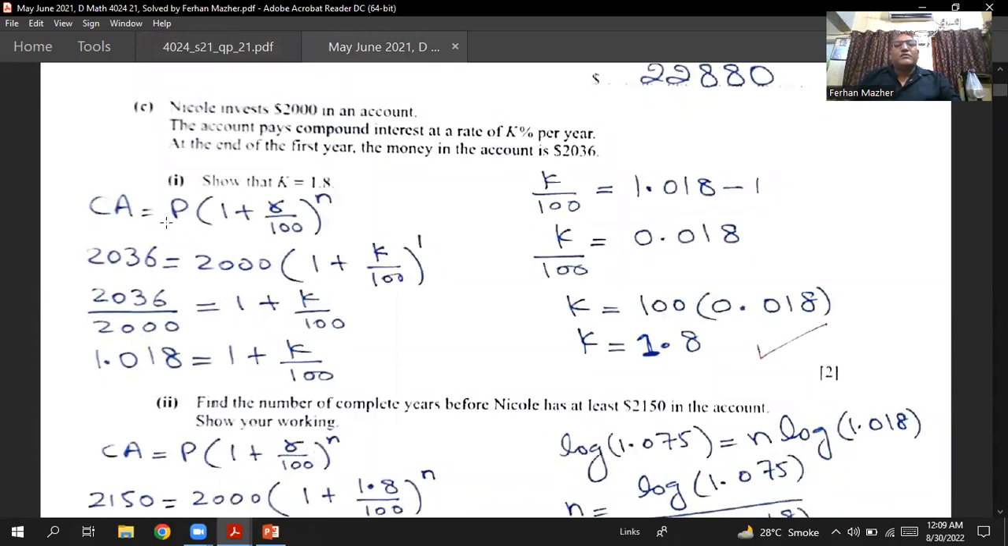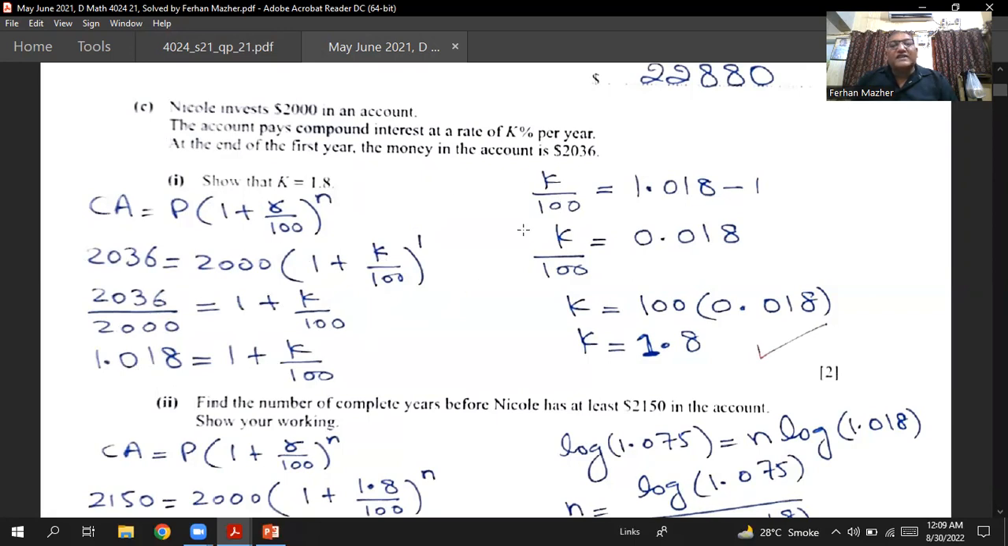So the compounded amount formula is: compounded amount equals principal times bracket start 1 plus R by 100 bracket close raised to power n, which is the number of periods. The compounded amount is 2036 equals the principal amount 2000 times bracket start 1 plus the rate K divided by 100 bracket close raised to power 1. The time period is 1. So bring this 2000 to this side. So 2036 divided by 2000 equals 1 plus K by 100. So this will be 1.018 equals 1 plus K by 100.